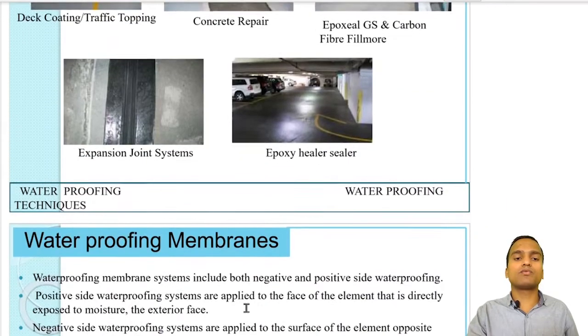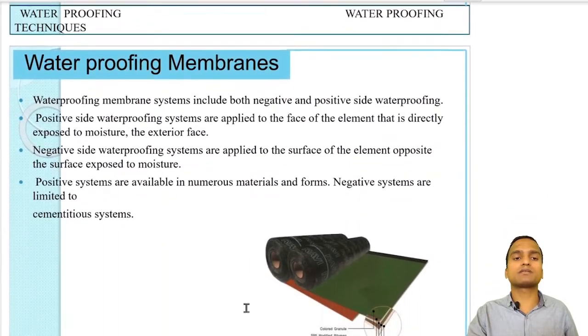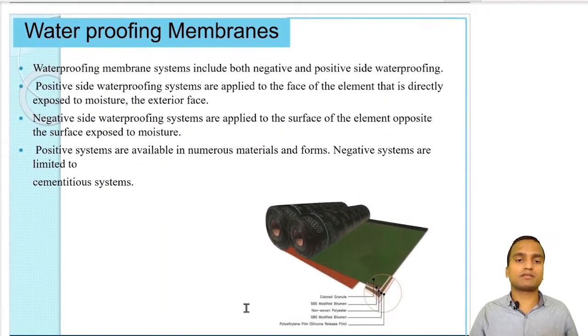All right, now if we talk of the waterproofing membranes, the waterproofing membrane system includes both negative and positive side waterproofing. Now what is this negative and positive side waterproofing? Positive side waterproofing systems are applied to the face of the element that is directly exposed to moisture, or the exterior faces. Okay, and the negative side waterproofing systems are applied to the surface of the element opposite to the surface exposed to moisture.